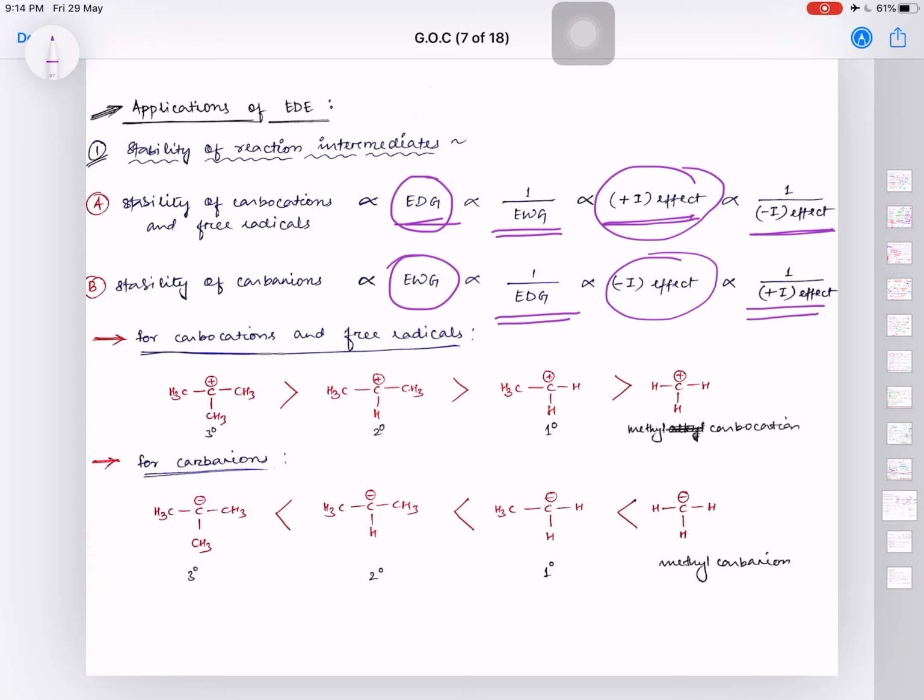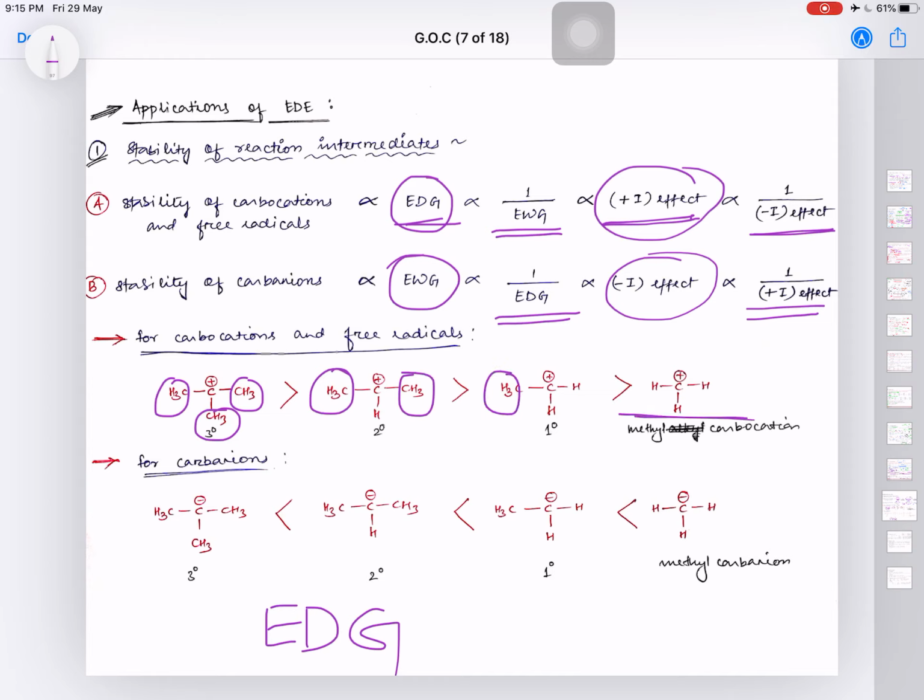Here are two examples. Say you have this one, with CH3 groups. I'm explaining this only for electron donating groups; electron withdrawing groups, you write it yourself. It is exactly the opposite of what electron donating groups do. You see, in this carbocation we have 3 electron donating groups, in the next one we have 2, in the third one we have 1, and the fourth one does not have any electron donating group.